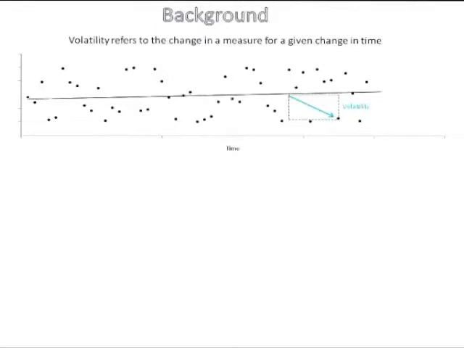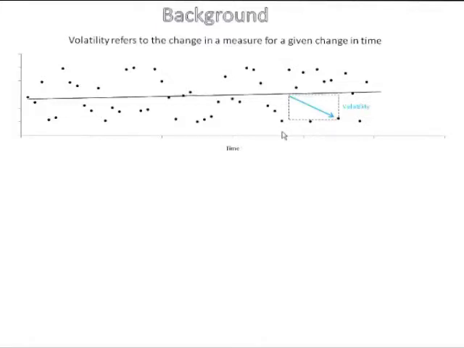Volatility refers to the change in a measure for a given period of time. Here's a graph to help you understand exactly what I'm referring to. Let's say that we have this measure, and the measure here is all these dots. These are what we see. We know that time moves linearly, that is 1 second, 2 seconds, 3 seconds, at a constant pace.